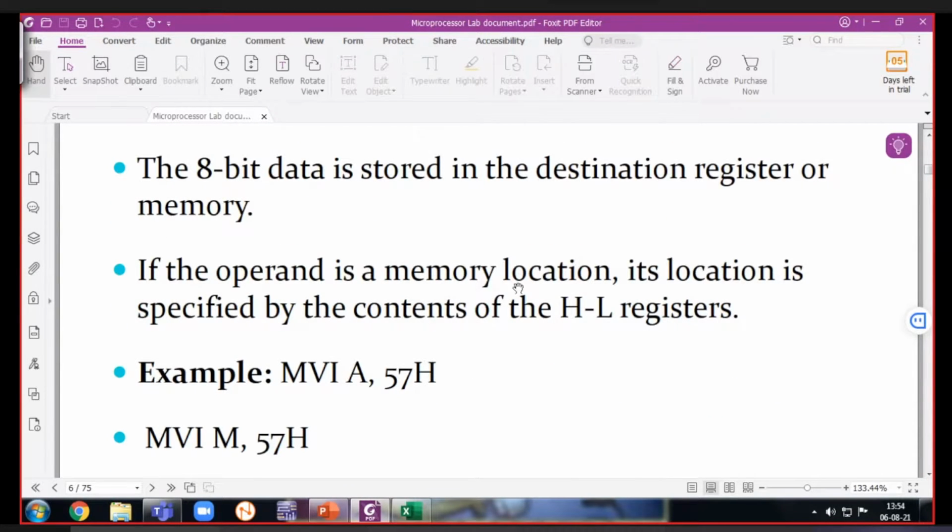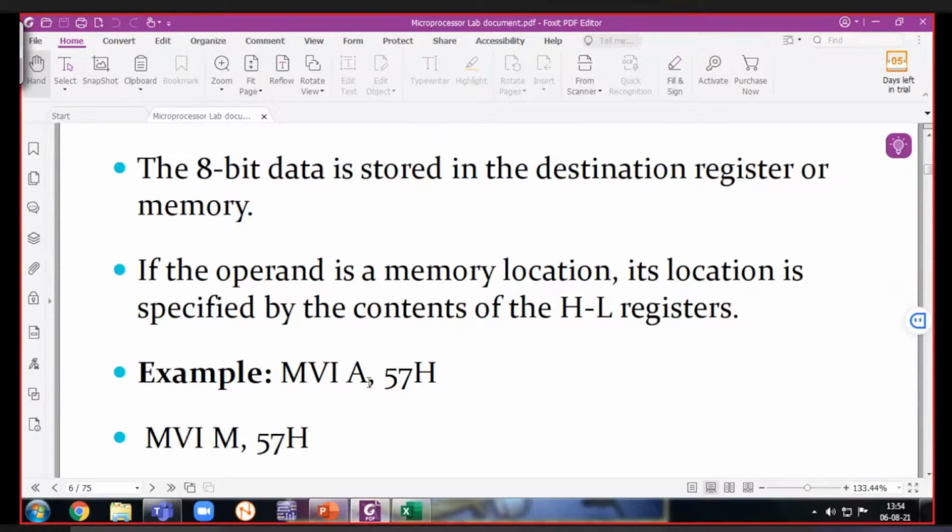If the operand is a memory location, again the HL register pair is used. So MVI A 57H, MVI M 57H, and for all the instructions, whether it is MVI A, MVI B, MVI M, MVI C, a different opcode is there. So we have to enter the opcode. Suppose MVI A 57H. The opcode for MVI A is 3E.